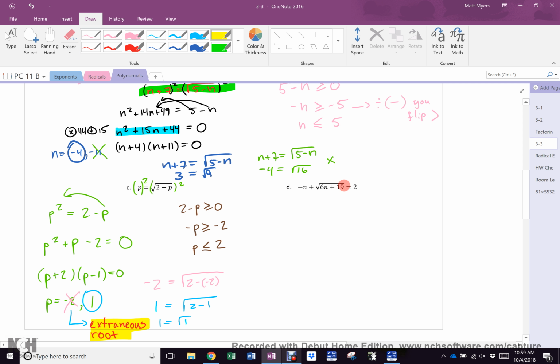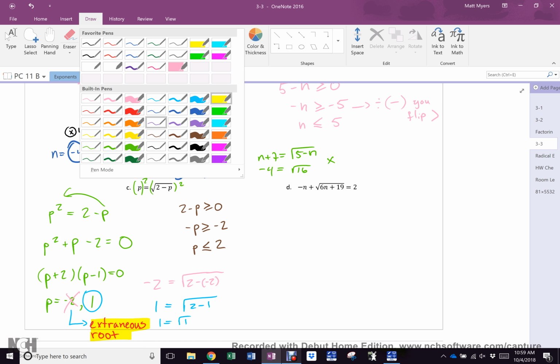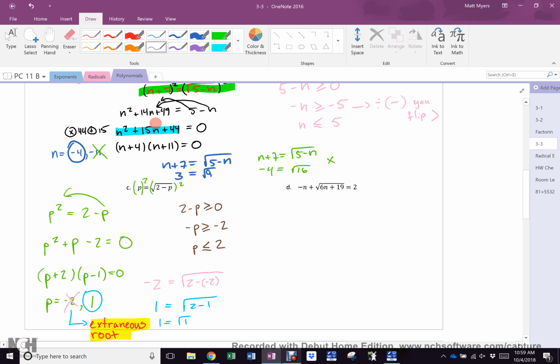Now, your choice. Do you think you're ready to try some on your own, or do you want me to run through this one as well? This one too. All right. So, what are you going to do first? You're going to move that. When you move that, doesn't it become negative? So it won't be isolated anymore. So what should I move? The n. So I'm going to have the square root of 6n plus 19 equals n plus 2.